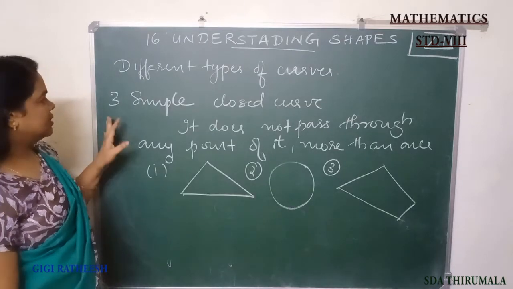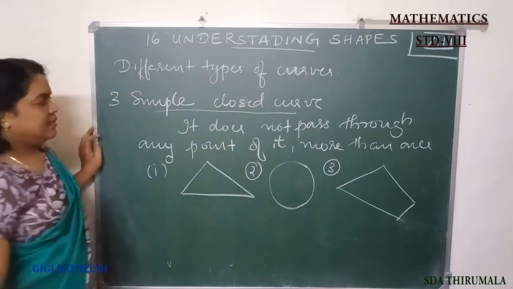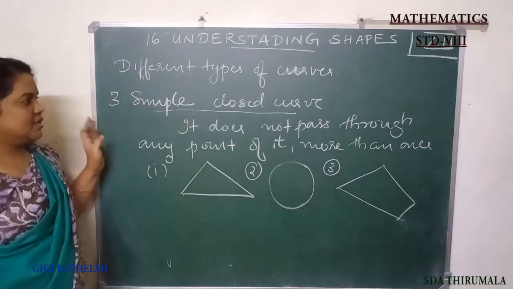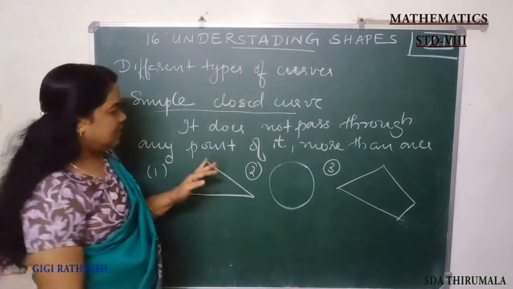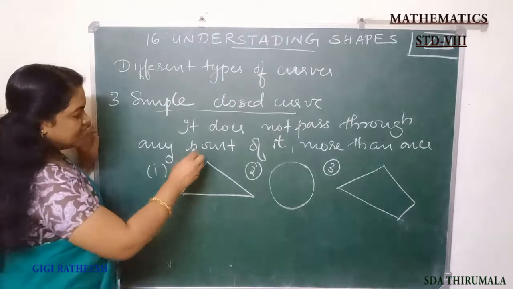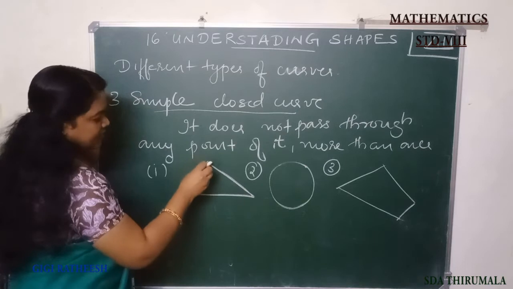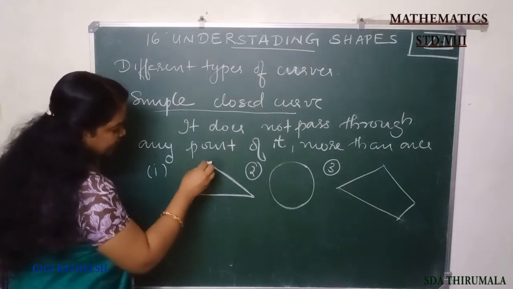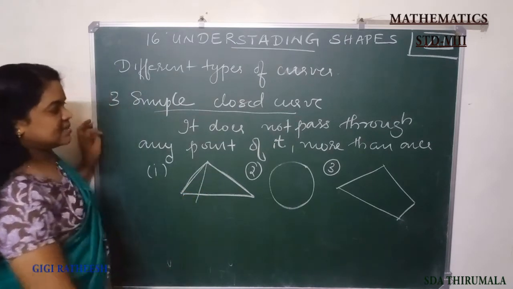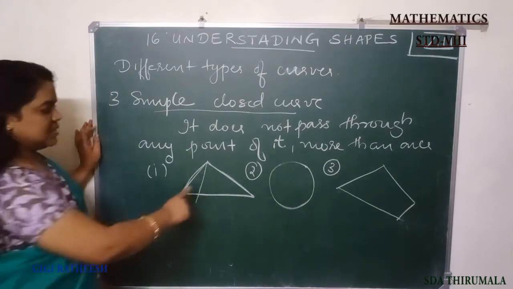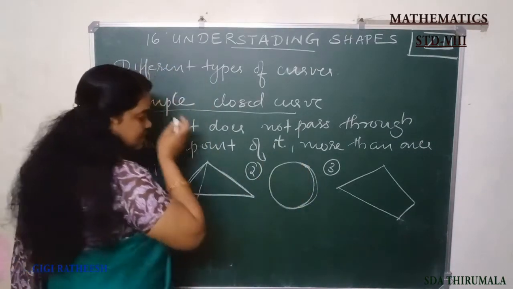The third one is a simple closed curve. A curve is said to be a simple closed curve when it does not pass through any point of it more than once. This is a curve, and here it is joining here, and then it does not pass through any other points again. So this is called a simple closed curve. This is also a simple closed curve. This is a closed curve, and also a simple closed curve.